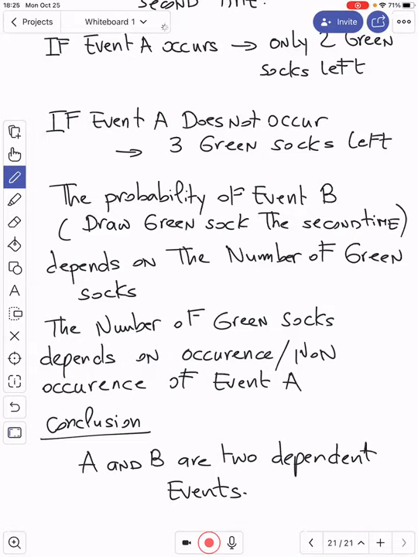Again, the event A was to draw a green sock the first time, right? The event B, and remember, we don't replace the first sock before drawing the second one, is to draw again a green sock the second time. And so the number of green socks left in the basket or in the drawer depends on whether you draw a green sock the first time or not, right? So the probability of the event B, in some sense, depends on the occurrence or non-occurrence of the event A.